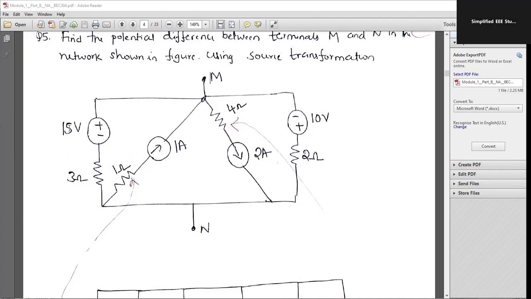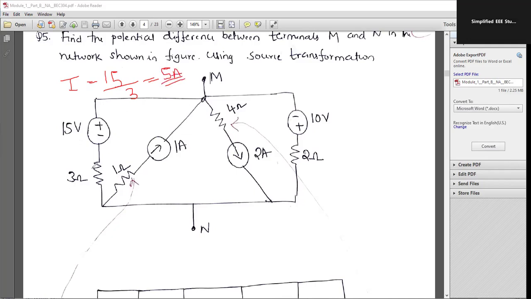Next, you have to convert the 15 volt source in series with 3 ohm. How are you going to convert? Please have a look. 15 volt in series with 3 ohm will be converted into a current source in parallel with the 3 ohm resistance. First of all, you have to calculate the current. How to calculate the current? I is equal to V by R, that is equal to 5 ampere. This you are supposed to consider.